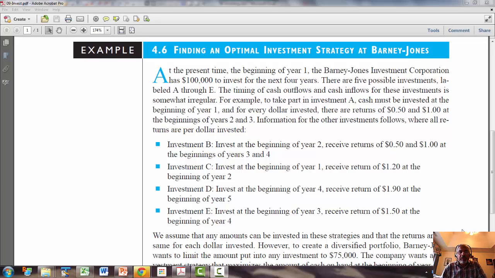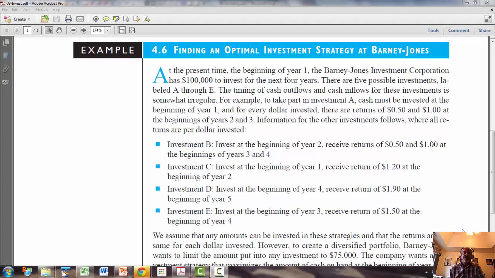Okay, now we're going to look at two different financial models. The first one is an investment model. The second one is a pension fund model. Okay, here in this example, we have $100,000 to invest for the next 4 years.